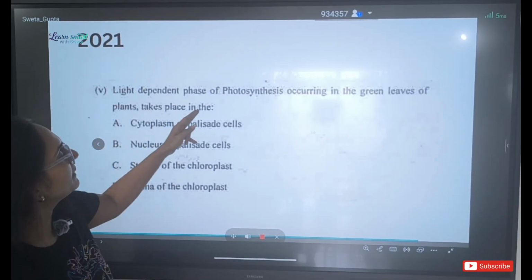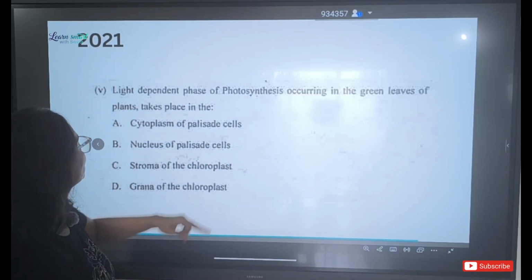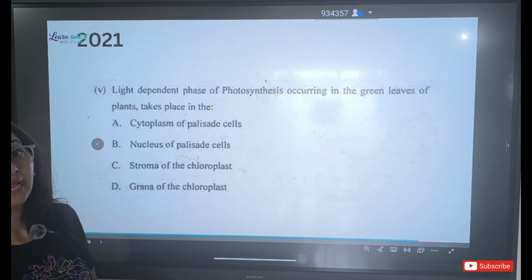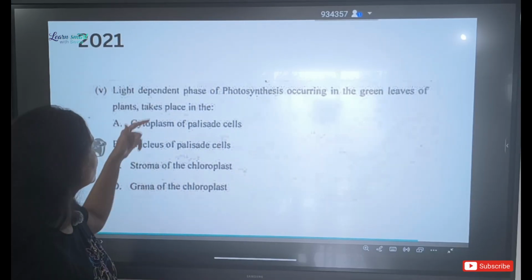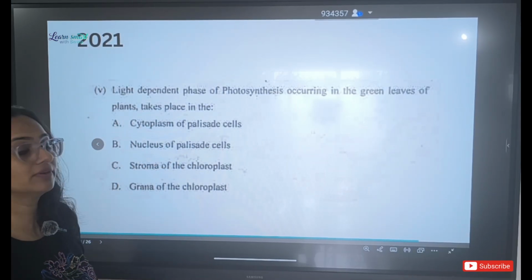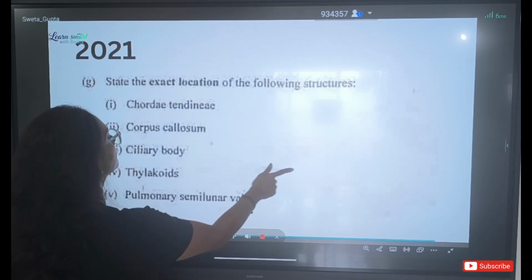Next is, the light dependent phase of photosynthesis occurring in the green leaves of the plants takes place in the, so the light dependent phase will take place in the grana, and we know the dark reaction takes place in the stroma. Question is, light dependent phase, it will be grana. So the answer will be grana of the chloroplast.